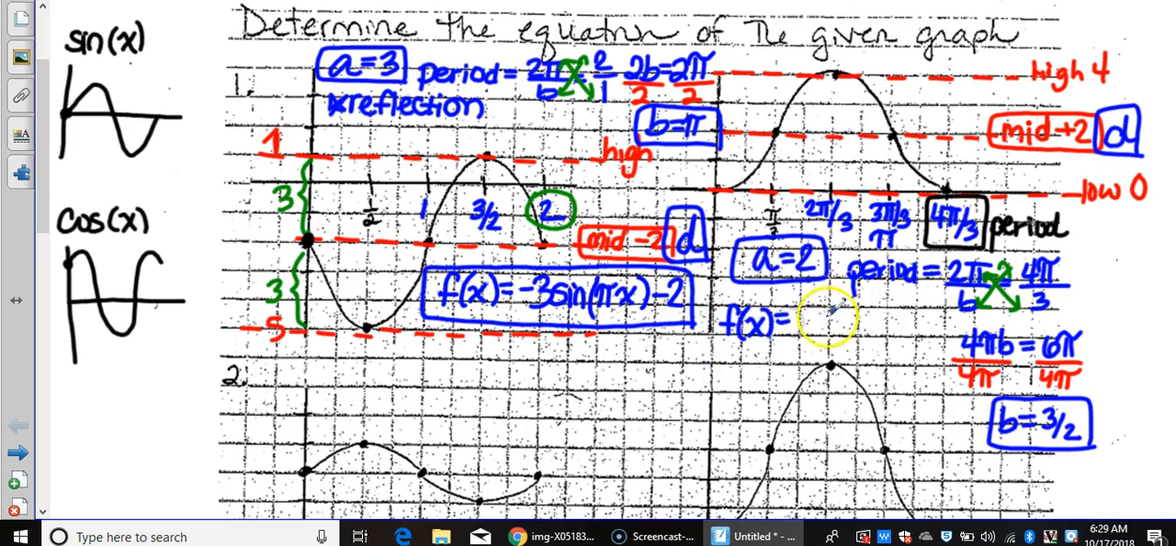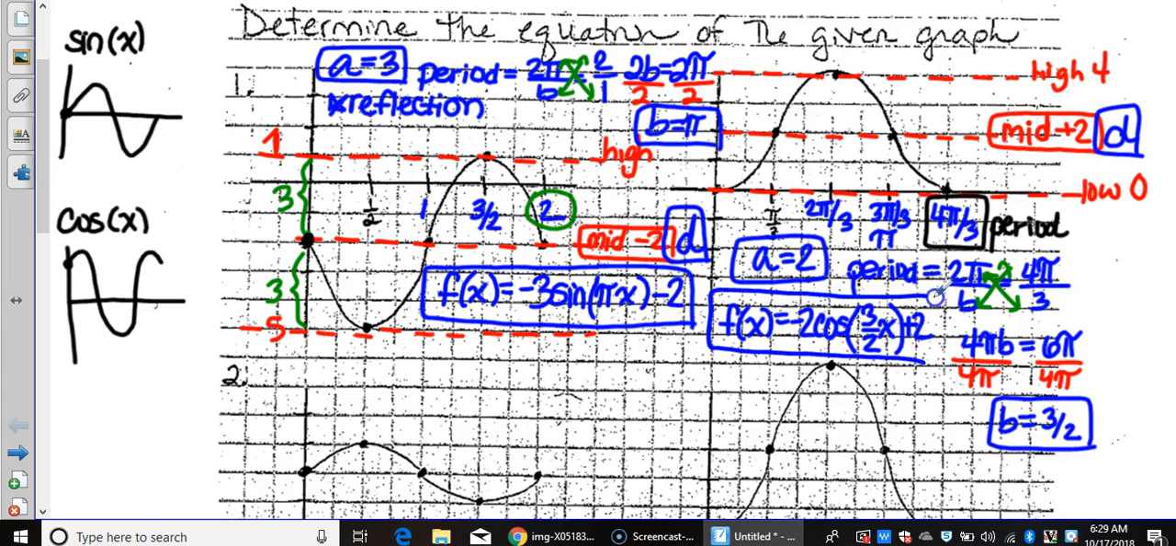f of x equals negative A, so negative 2 cosine, find where your B is, 3 over 2, x, close it, midline, plus 2. Because the midline gave me D.